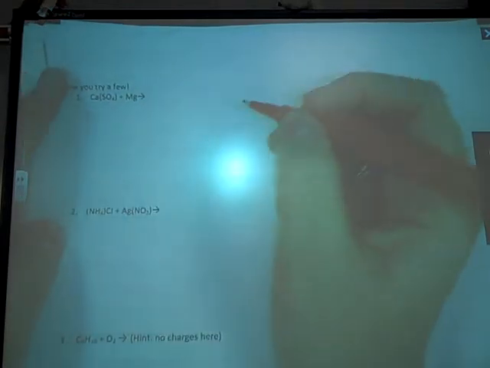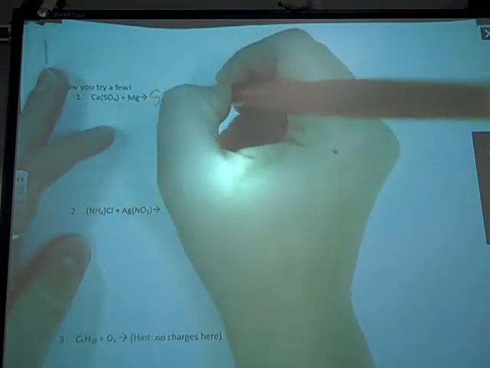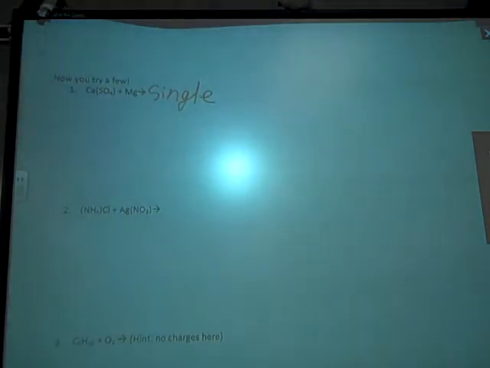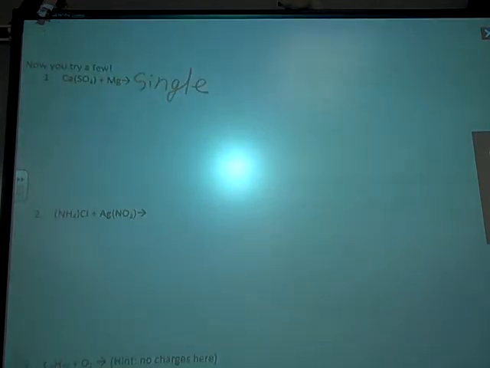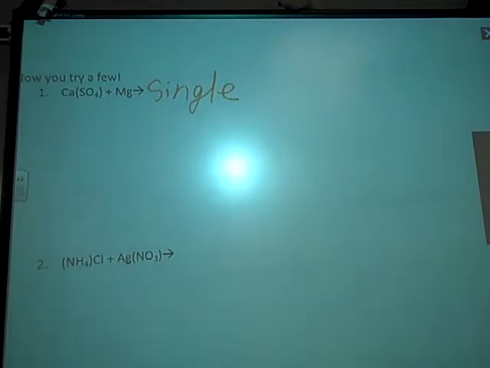If you go back to your first page of your packet, we know that this is a single replacement reaction, which means that on the right side of my arrow, I'm going to have a new compound and a new element. Let's zoom this in a bit so you can see it better. There we go. Let's rewrite.